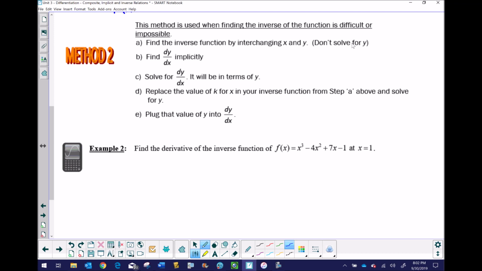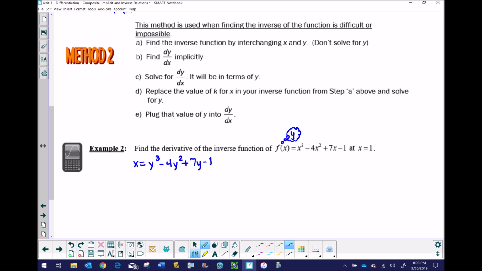Well, there's a reason. And if we move right to example 2, and if we temporarily think of this f of x as the y, and then if we swap the x and the y, we end up with this particular equation: x equals y cubed minus 4y squared plus 7y minus 1.